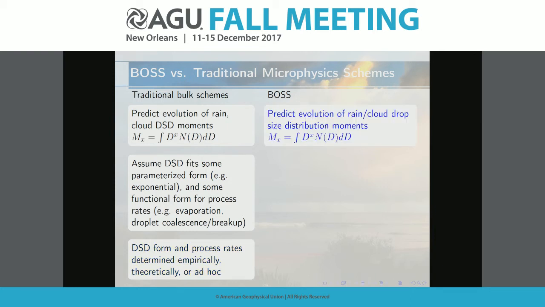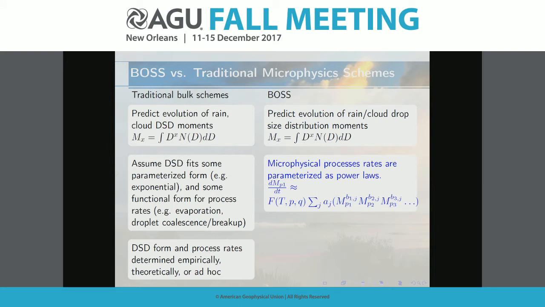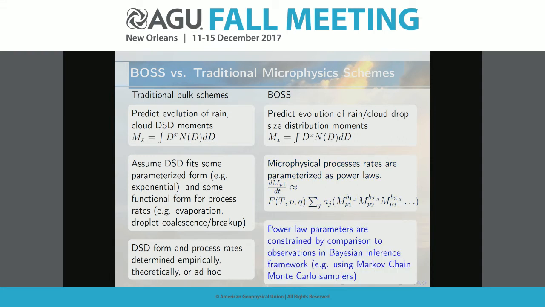Okay, so we're going to do the same here. The difference is that we're going to predict the evolution of these drop size distribution moments, but we never specify a fixed form for that drop size distribution. So we predict the moments, but we don't actually define what that distribution is. That allows us additional flexibility and removes the imposition of those assumptions. Then we parameterize the process rates as power laws, where we can add more power laws on as need be. So this is dm dt, where m is some moment. And then we're going to constrain these power law parameters by comparing to observations in a Bayesian inference framework, for example using MCMC.